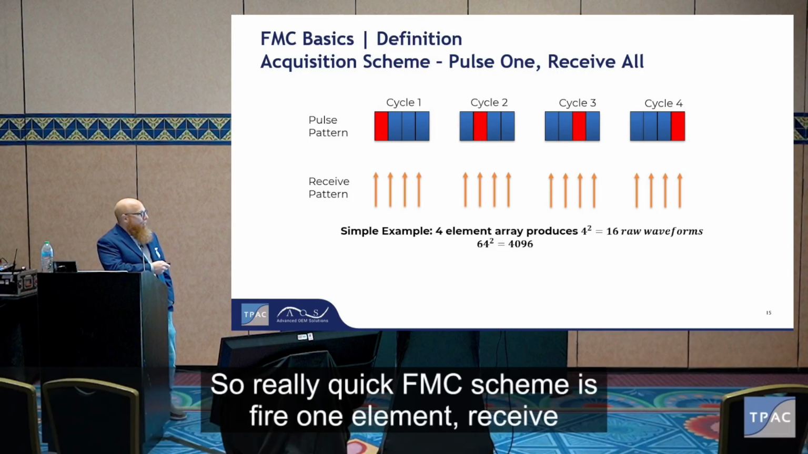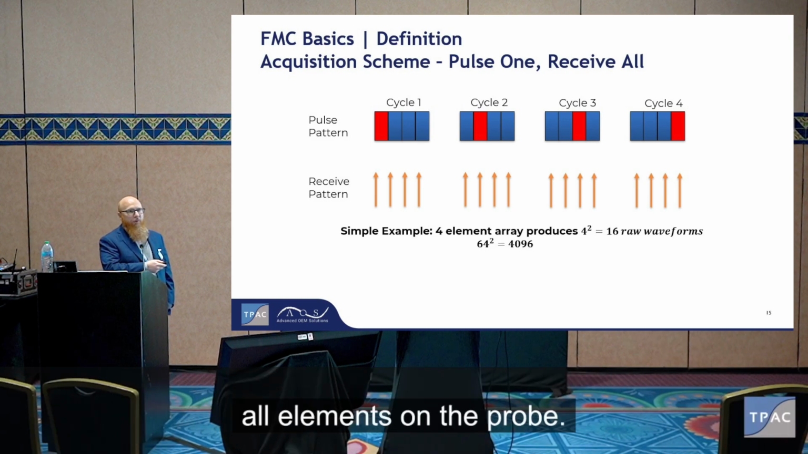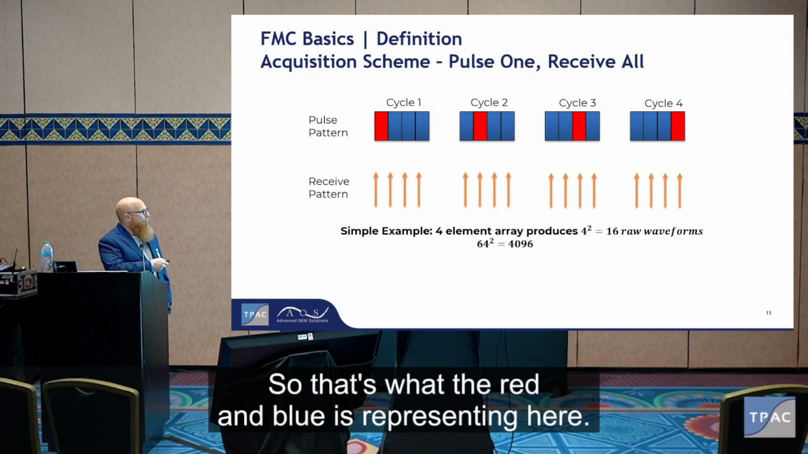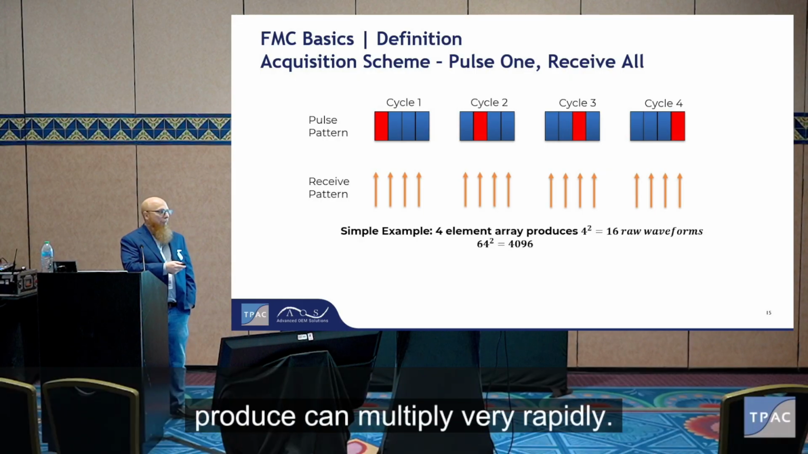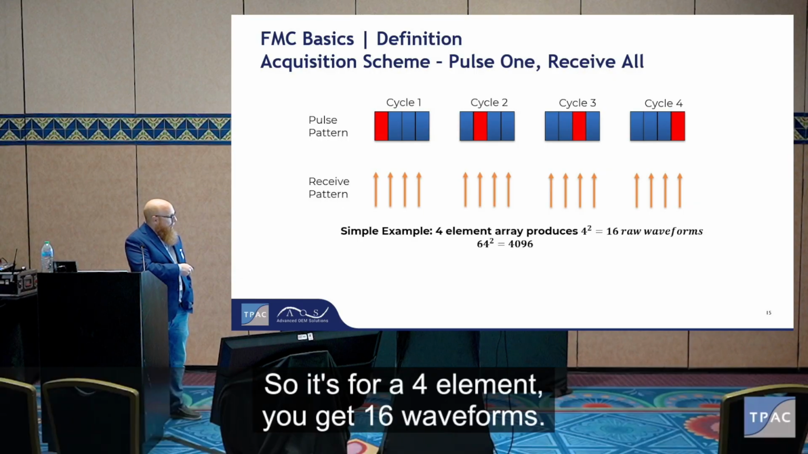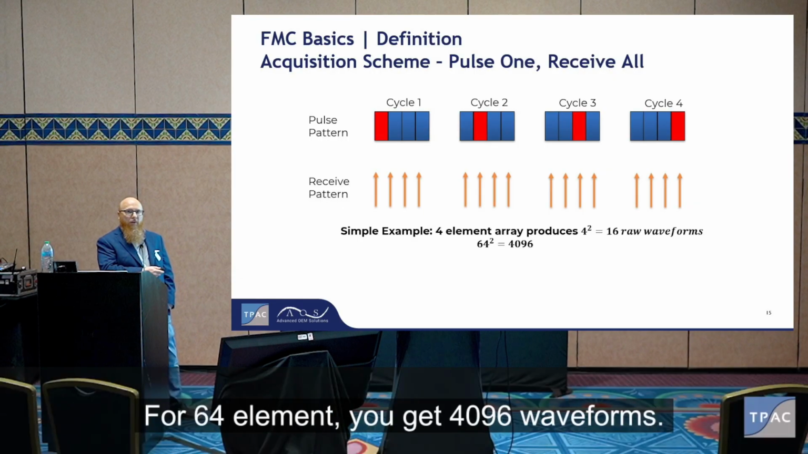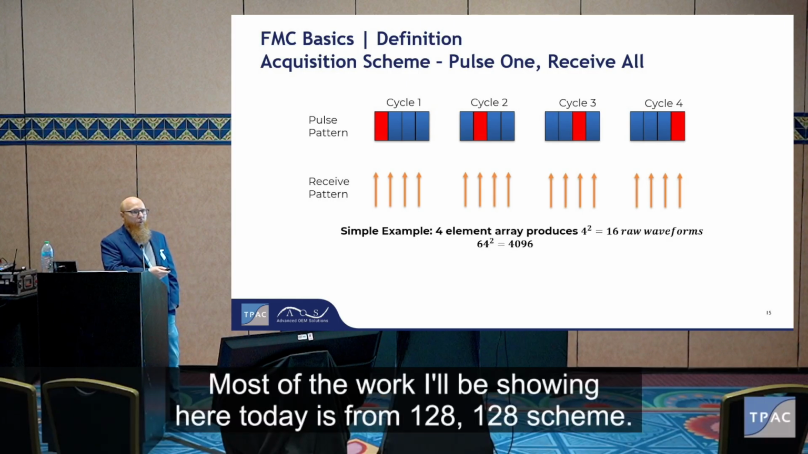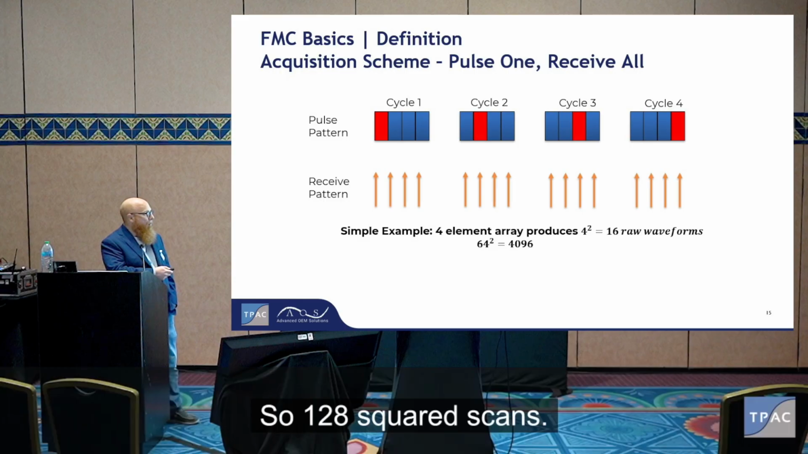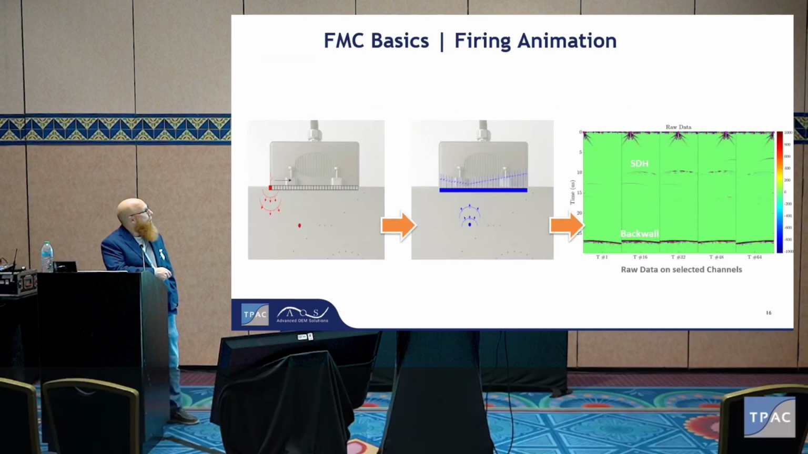So really quick, the FMC scheme is fire one element, receive all elements on the probe. That's what the red and blue is representing here. And as you add more elements to your array, the amount of data that you produce can multiply very rapidly. For a 4 element, you get 16 waveforms. For 64 element, you get 4,096 waveforms. Most of the work I'll be showing here today is from a 128 scheme, so 128 squared A-scans.